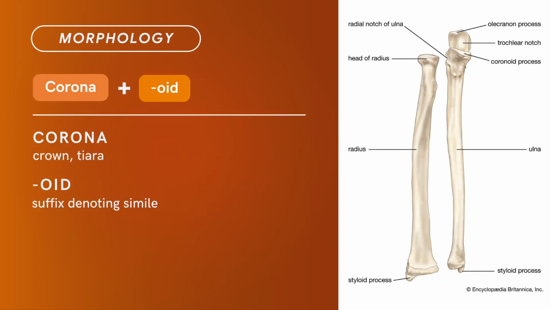Term morphology: coronoid process. Corona is crown, tiara. Oid is a suffix denoting simile. There you have it, coronoid process.